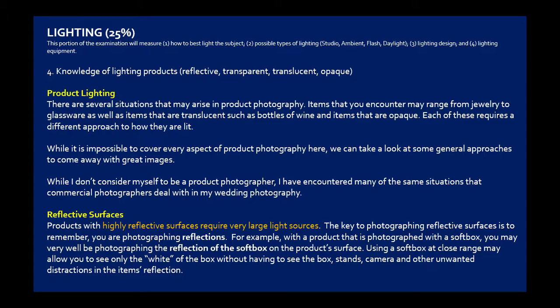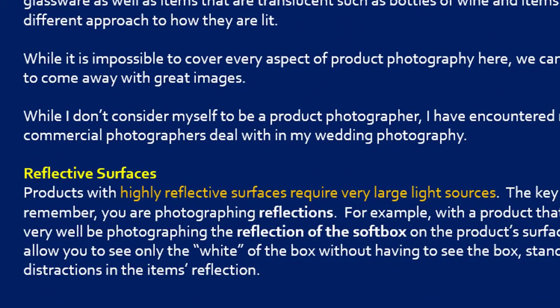Some products are going to have us deal with highly reflective surfaces. Anytime you deal with a product that has a lot of highly reflective surfaces, the key is to use a really, really large light source. We're talking large soft boxes, the light tent that we saw a little earlier, really large scrims overhead to spread that light over a broad area, because the smaller the light source, the more specular highlights we're going to produce in that reflective surface.